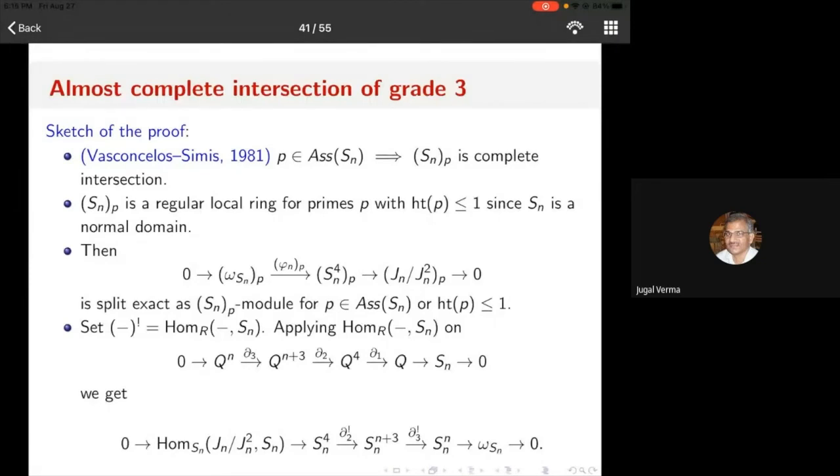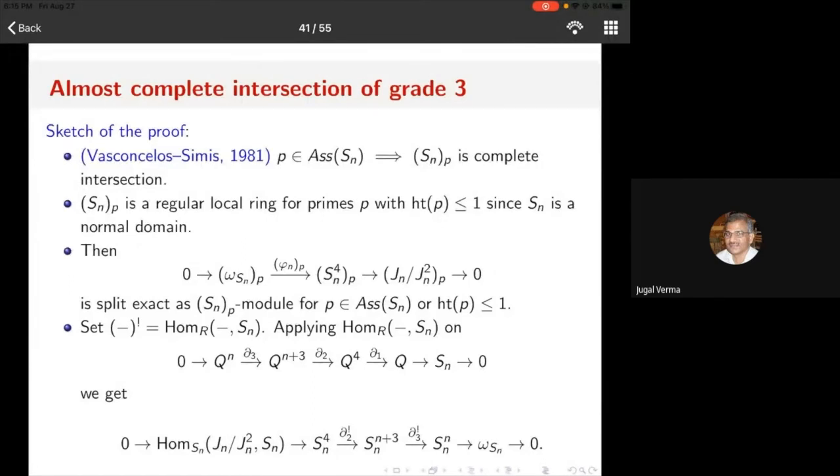So if P is an associated prime of Sn, then SnP is a complete intersection. And as we have seen already, Sn is a normal domain. That means SnP is a regular local ring for primes with height less than or equal to 1. So in both cases, this short exact sequence is split exact, because the canonical module is free and Jn mod Jn square localized at P is also free. But we need the generators of the Hom.